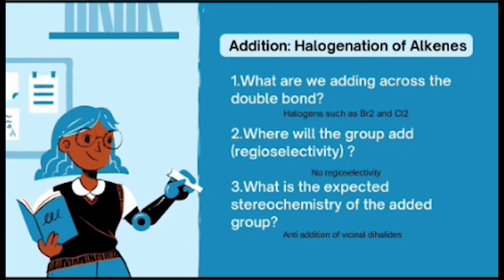This is the summary for this reaction. The first one, halogens will be added across the double bond. And the second one, there is no regioselectivity because carbon and hydrogen bonds form on both sides of the carbon atoms. Therefore, it's impossible to form regioisomers here. And the expected stereochemistry of the added group is anti-addition of vicinal dihalides.